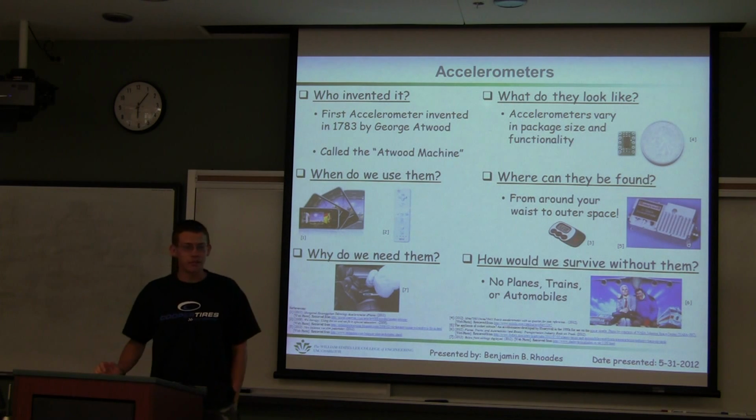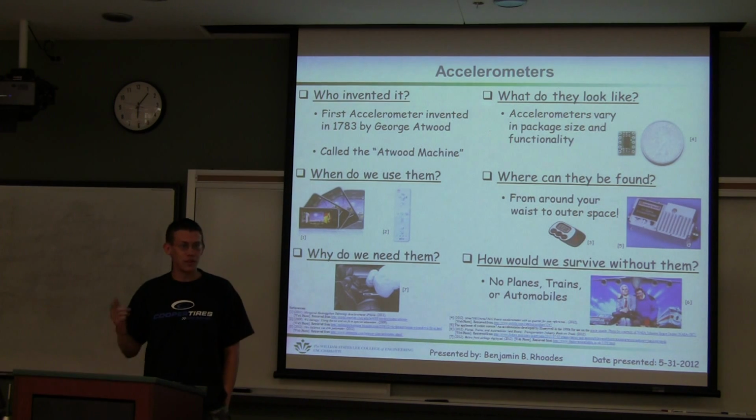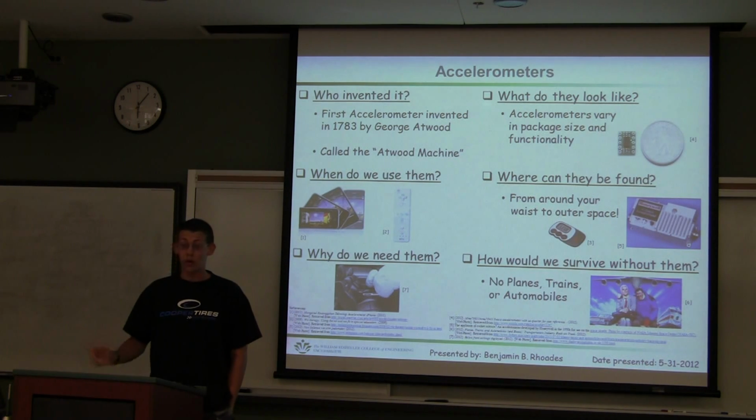So anytime you research something, you want the 6 major things: the who, what, when, where, and why, and how, of course. So who invented it? It was George Atwood in 1783. Don't really recognize it, but it was a kind of a pendulum mass system that used acceleration for it. What do they look like?